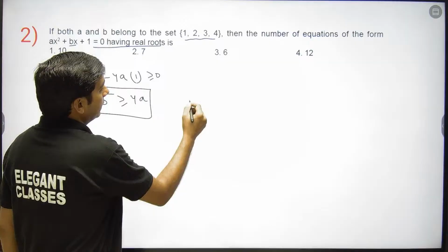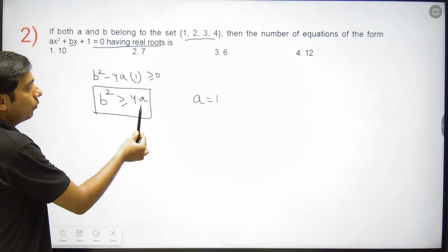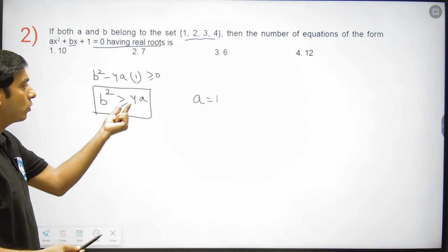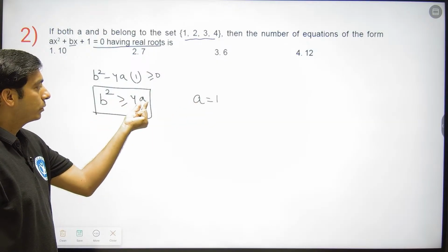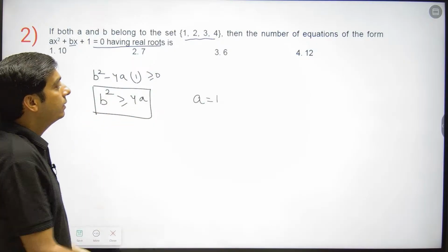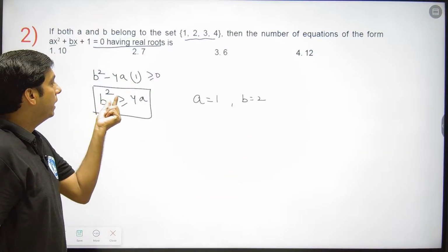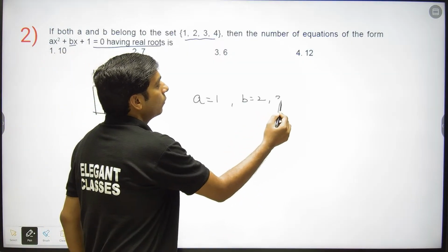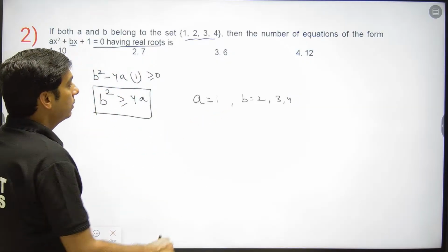So let's take the cases. If a is equal to 1, then b square must be greater than or equal to 4. It means we can take the value 2, because if b becomes 2, then 4 equal to 4 satisfies the condition. So b will be 2, 3, 4. Three values of b will satisfy the condition.